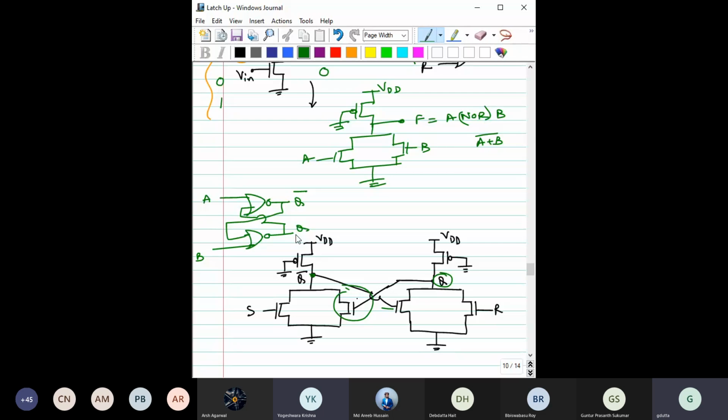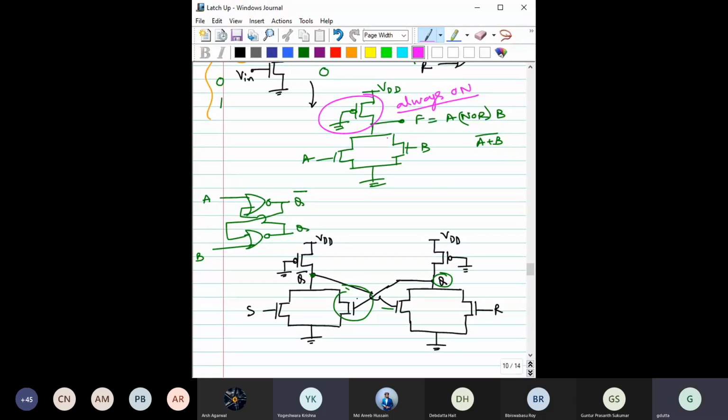Then if I ask you, can you implement an SR latch using NAND? Yes, in pseudo NMOS logic. If I ask you to use an enhancement load, can you do that? Same. If you can make an inverter, you can make any logic. When you can make any logic, you can also make latches using that technology. However, as you know, this transistor is always on, right?